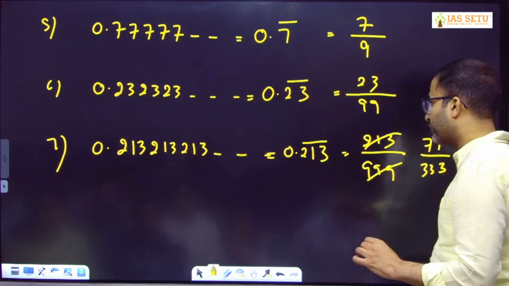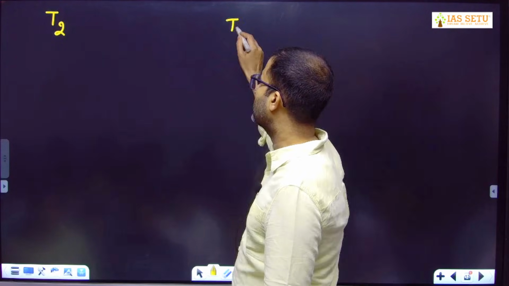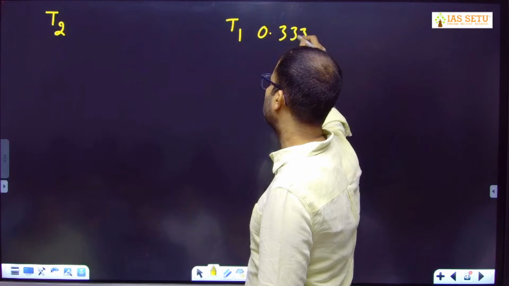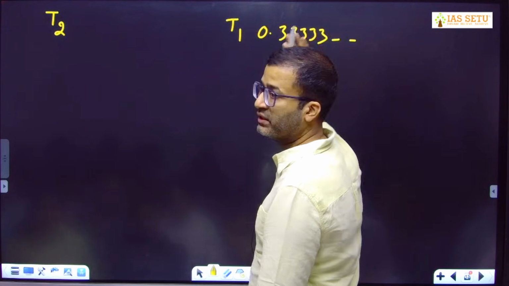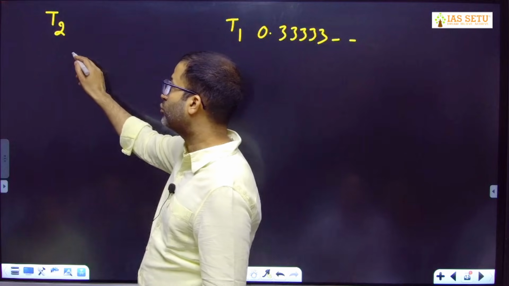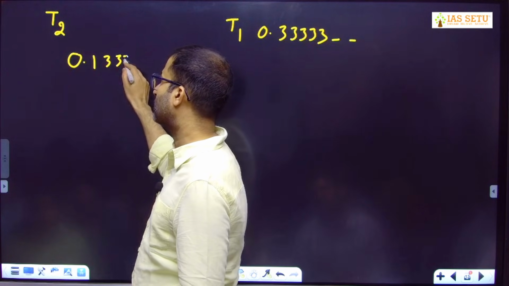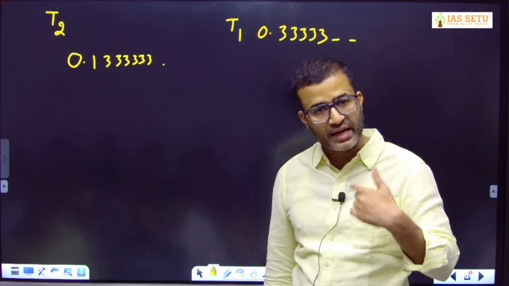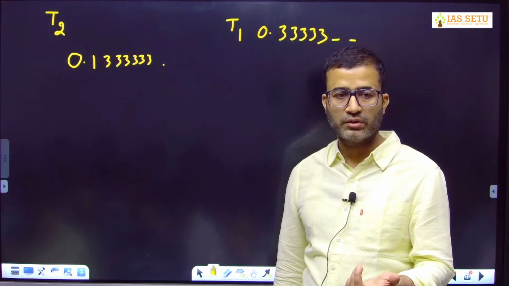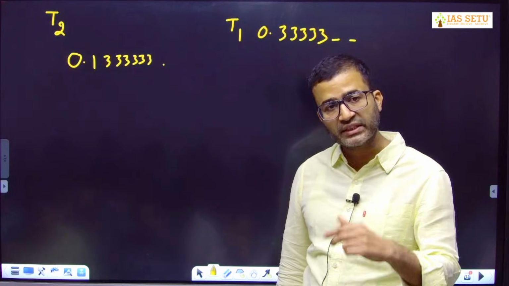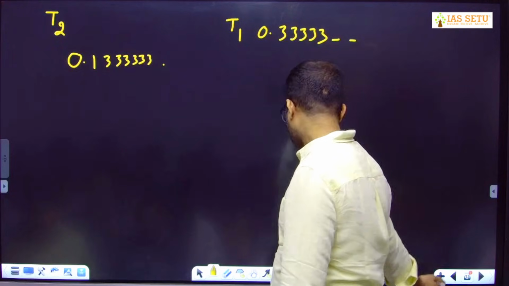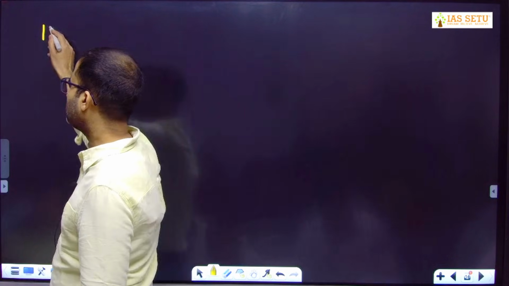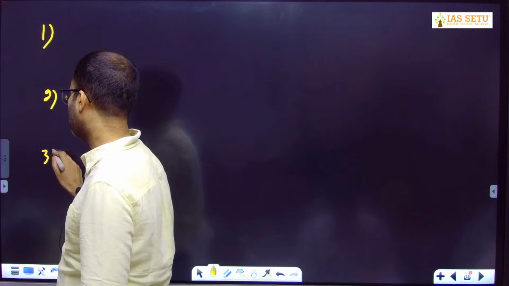Let me tell you what is the difference in type 1 and type 2. Type 1 questions are 0.333, immediately after decimal there is a repetition. Whereas type 2 questions are 0.13333. After decimal we have some digit, then repetition. तुरंत repetition नहीं, we have some digit, then repetition. I take 3 example. पहले मैं 3 example solve करके दिखाता हूँ.